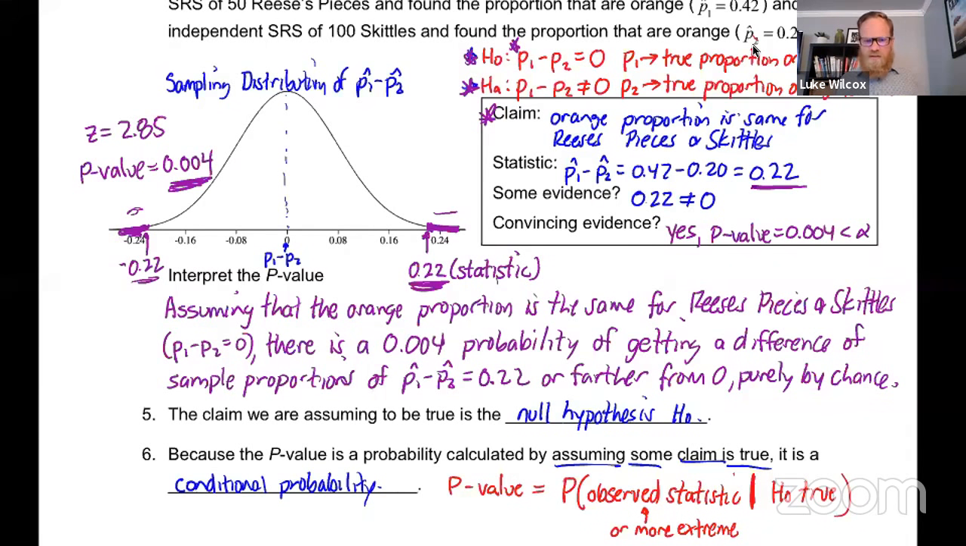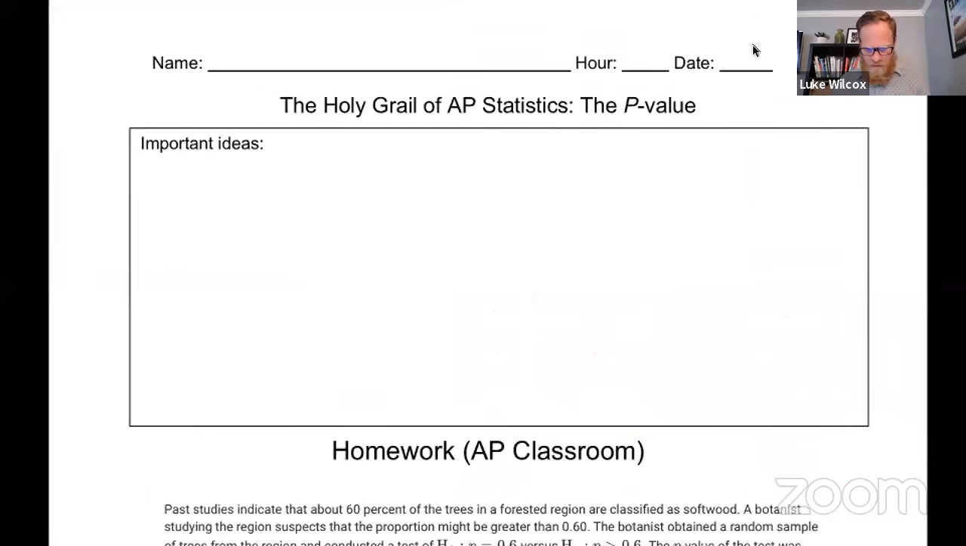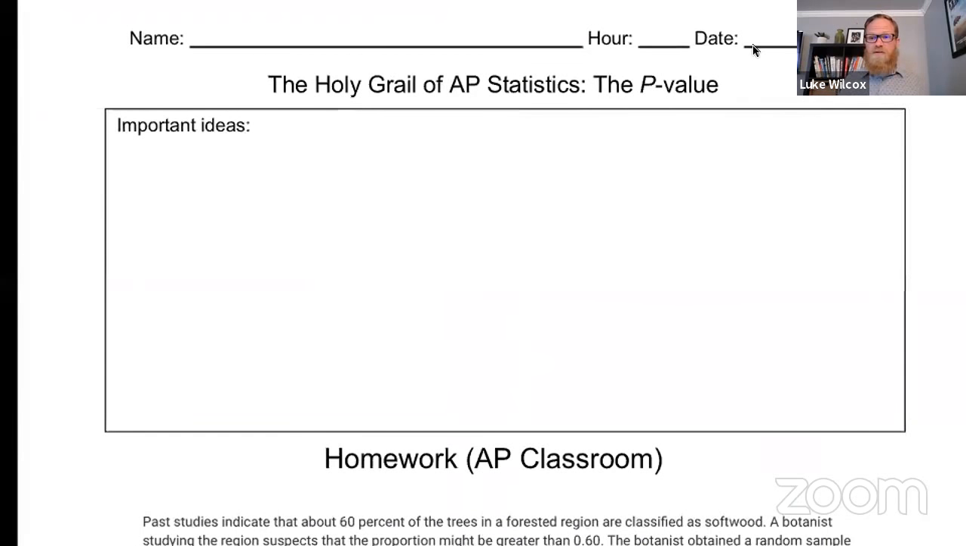So let's see if we can summarize, hopefully, some big ideas about the holy grail of AP statistics here, the p-value. And I'm going to go back to the 2 learning targets that we started with here. The first of which was to be able to actually calculate a p-value. That was the first learning target, is to calculate a p-value.